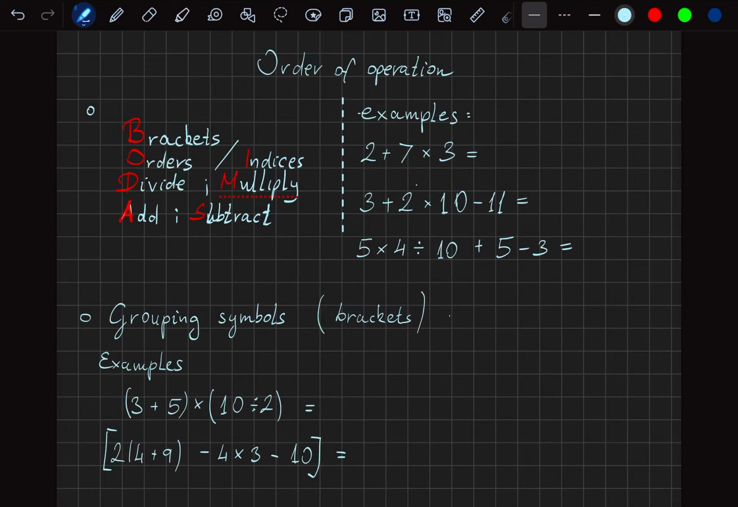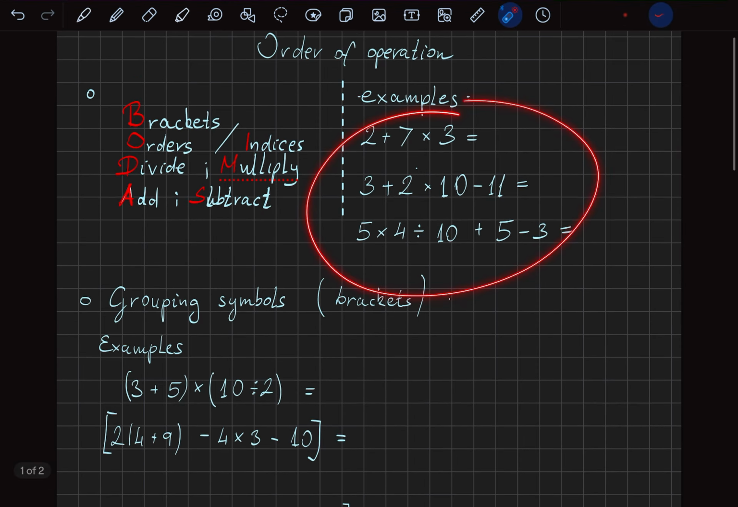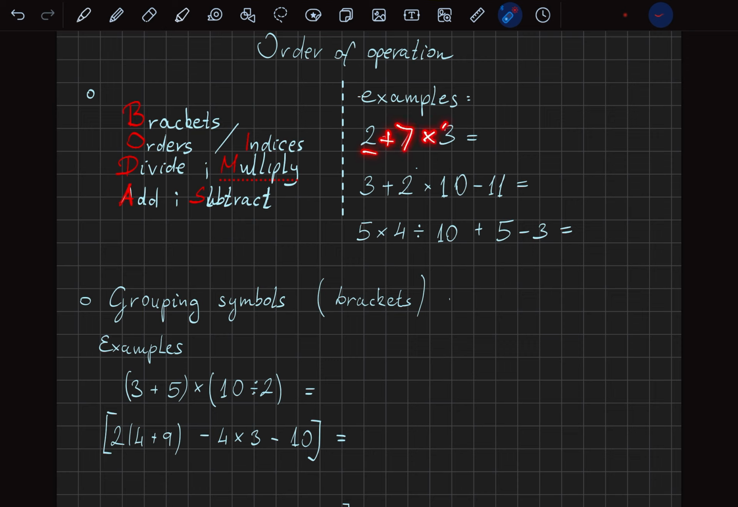Hi everyone, this is Maths with Adam, and today we will talk about the order of operations. We will check some examples. So if we have a problem like 2 plus 7 times 3, how can we solve it?